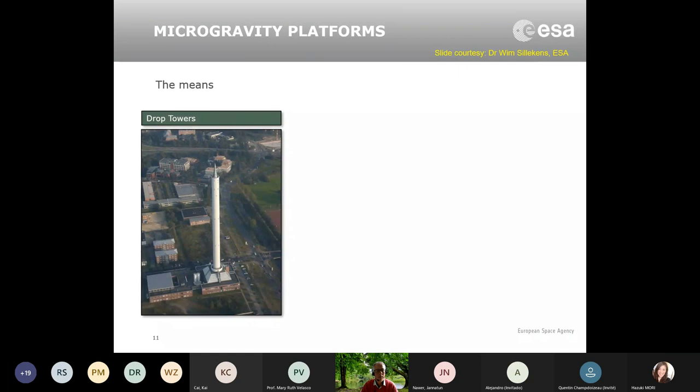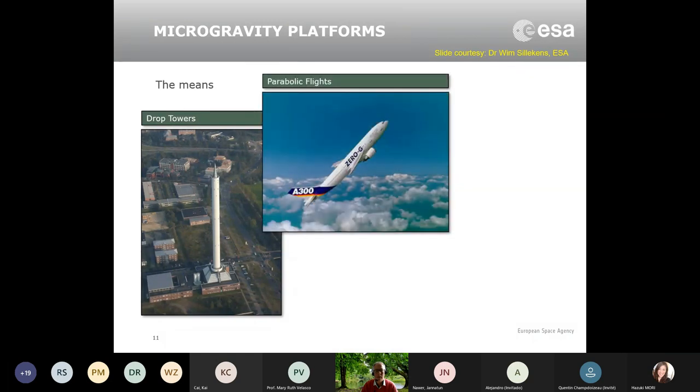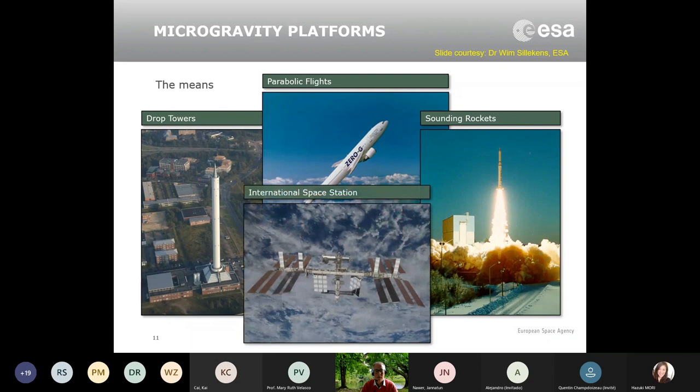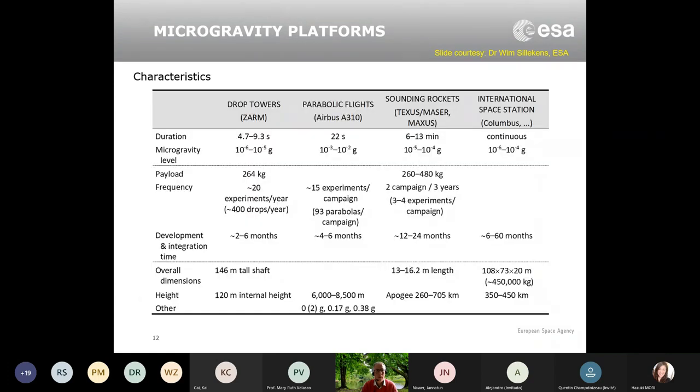Again, some pictures: drop tower, parabolic flights, sounding rockets, space stations. Now, they all have their own characteristics. So we're considering here four microgravity environments: drop towers, parabolic flights, sounding rockets, and the International Space Station.